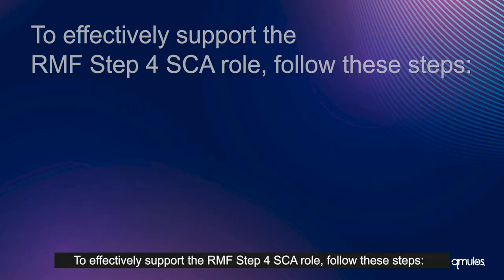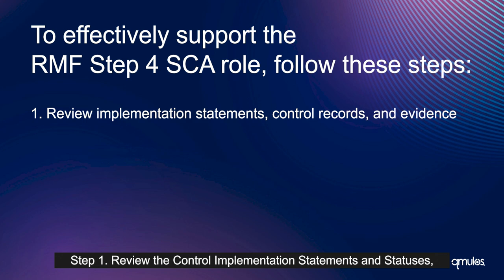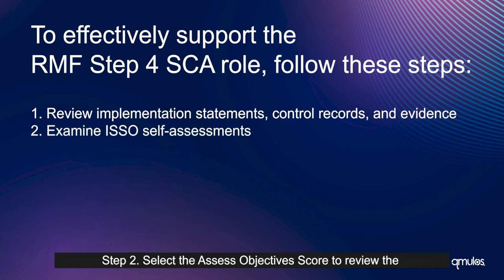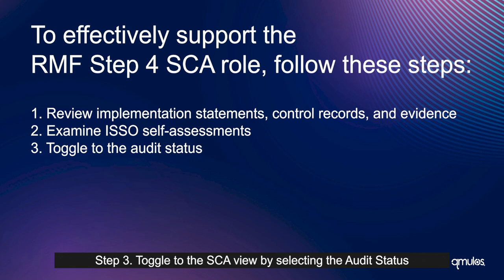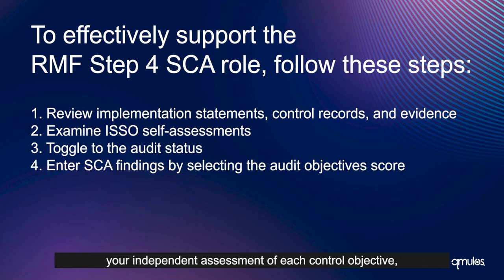To effectively support the RMF Step 4 SCA role, follow these steps. Step 1. Review the control implementation statements and statuses, control records, and the technical and documentation-related evidence. Step 2. Select the Assess Objective score to review the ISSO self-assessments for each objective. Step 3. Toggle to the SCA view by selecting the Audit Status at the top of the Control Compliance Hub. Step 4. Select the Audit Objective score, switch to Edit mode, and enter your independent assessment of each control objective. Select the status and submit.